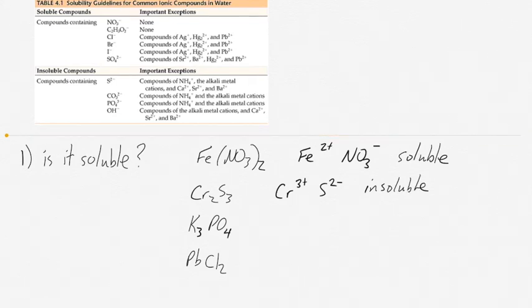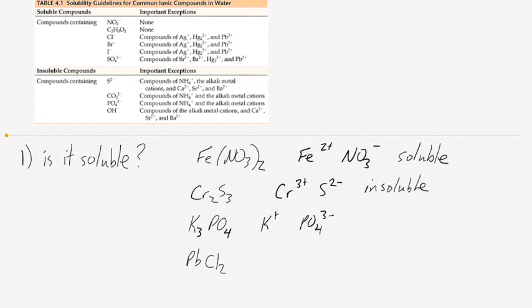Our third example is potassium phosphate. So again, we split into ions, and we check to see whether or not the anion predicts whether or not this thing is soluble or insoluble. We have potassium ions, and we have phosphate ions. We look for the phosphate ion.